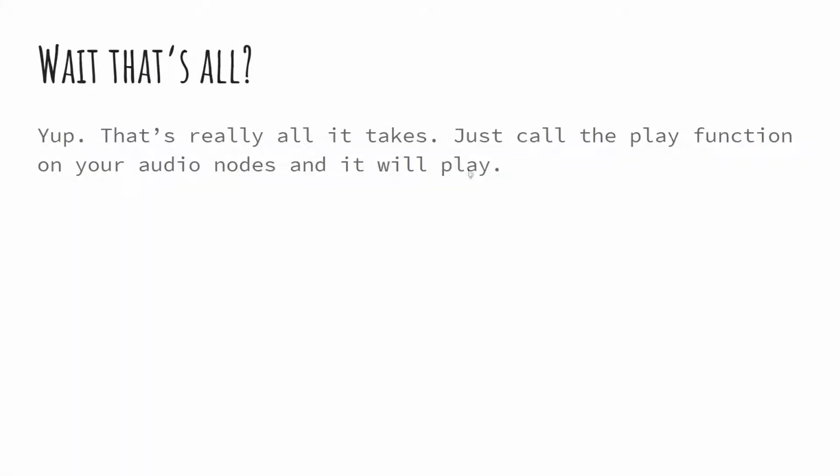All right. So that's all it takes. You just call the play function, and your audio nodes play it. If you have background music, just set it to autoplay. Add the node to your root node, your main scene, your level, or whatever, and it's that easy.